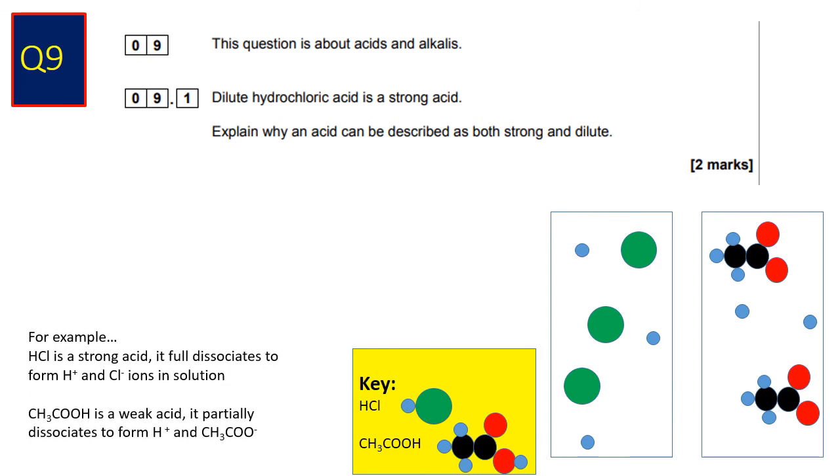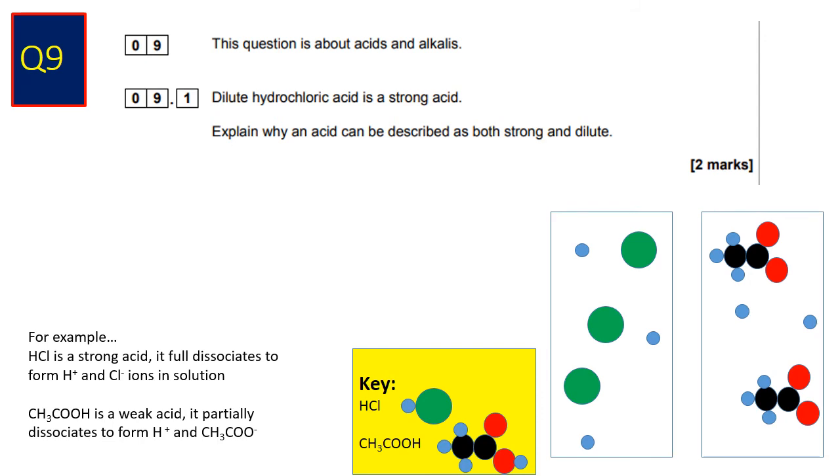It fully dissociates, so it completely splits into H+ and Cl-. Another example of a strong acid would be sulfuric acid, where you get H+ ions in solution, and you get SO4 2- ions in solution. Then we have ethanoic acid, otherwise known as vinegar, which is a weak acid. It only partially dissociates. You do get the H+ ion being liberated, but you can see there's a lot of hydrogen still trapped in that structure.